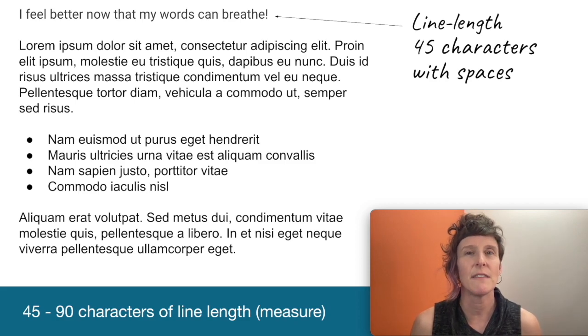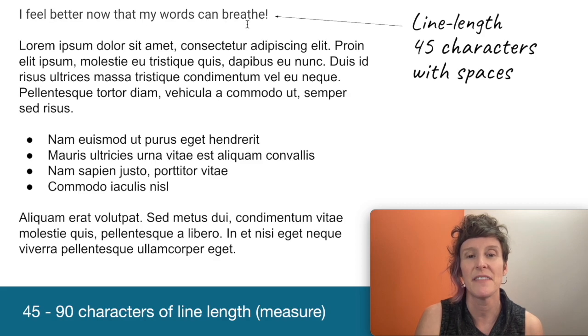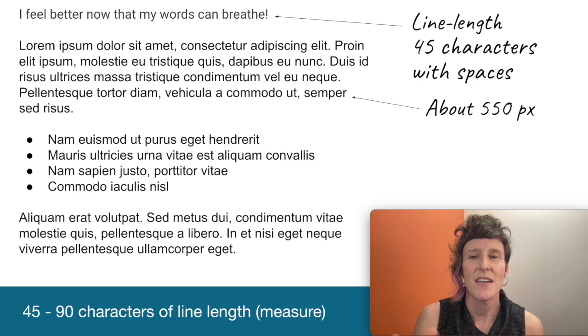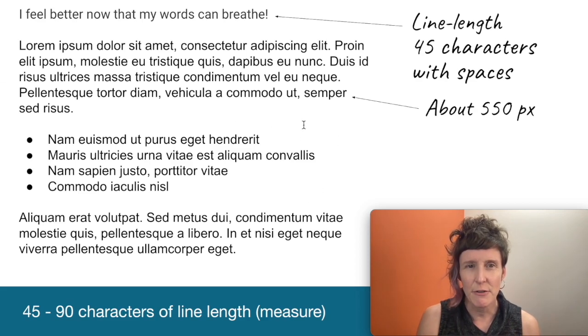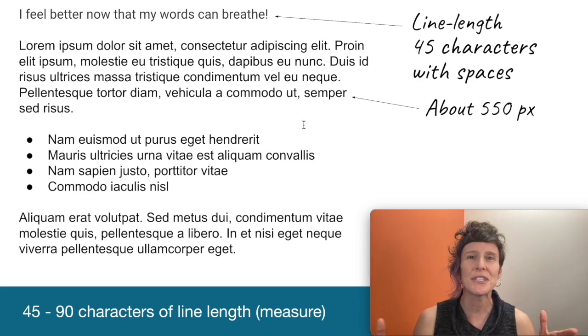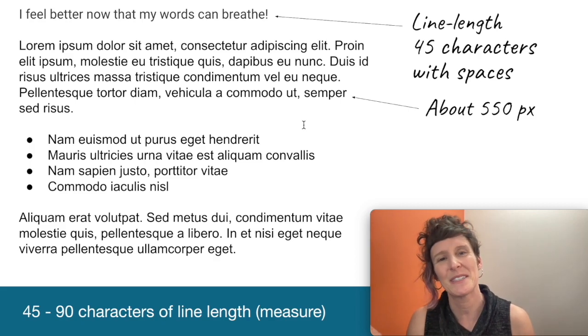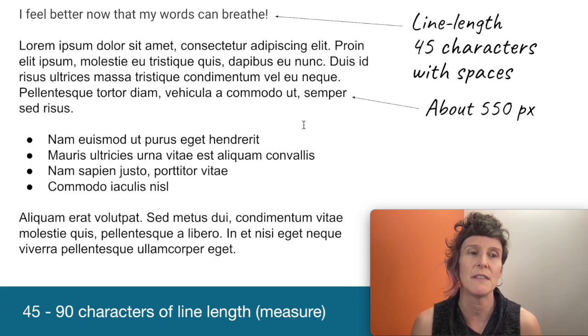We want a line length of 45 to 90 characters. You can see here is about 45. So 90 gives you a little bit more room. And here you can see this paragraph is about 550 pixels wide. So I'm usually somewhere around the 70, 75 characters wide range. Anywhere in there will be good. The main thing is to remember to not have it go all the way across the screen, and it should be easier to read for people.